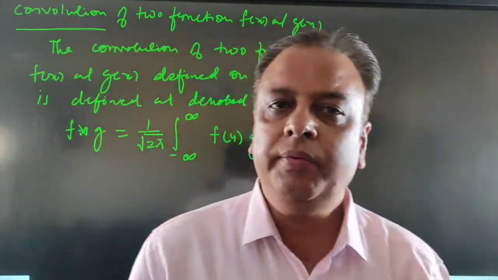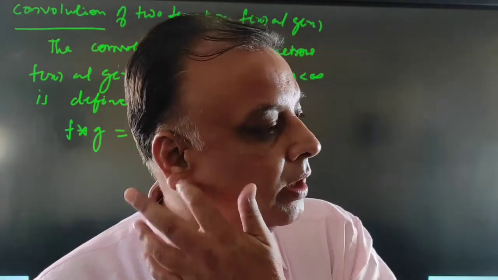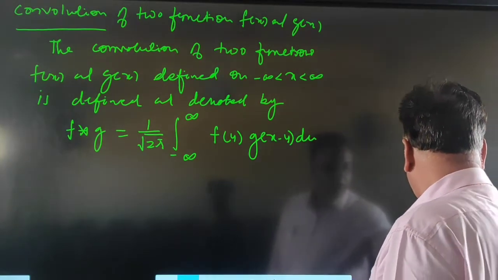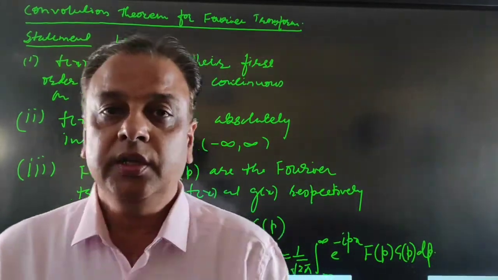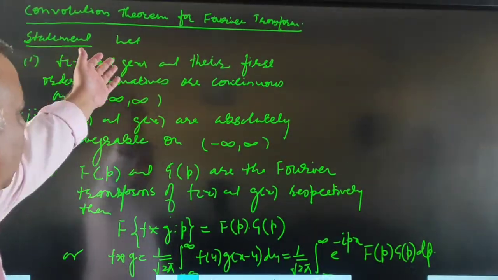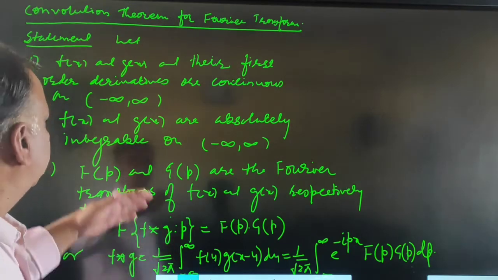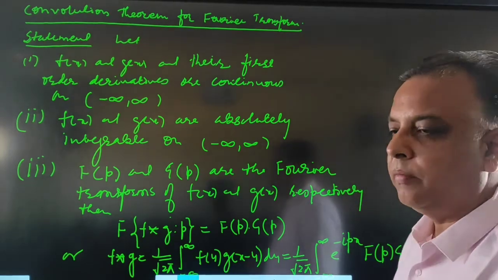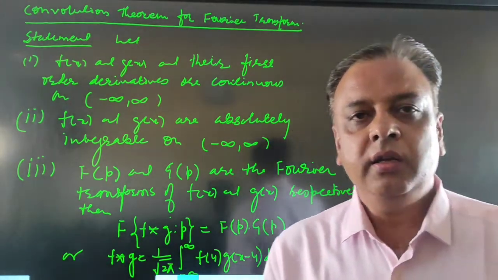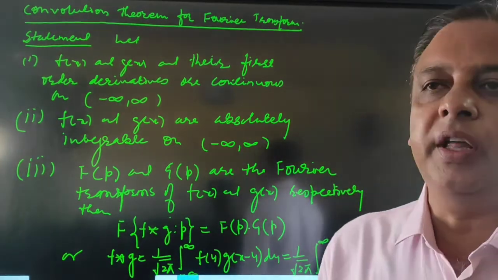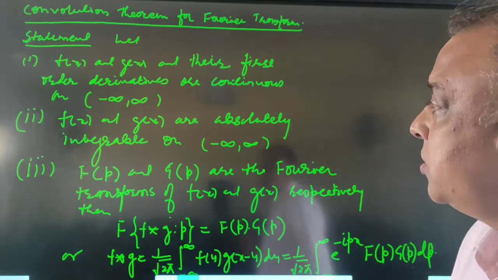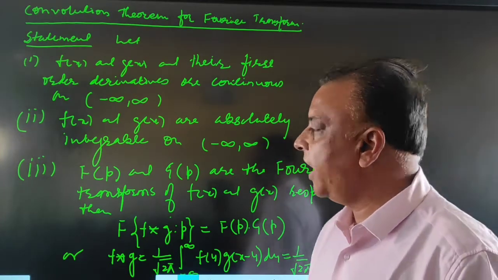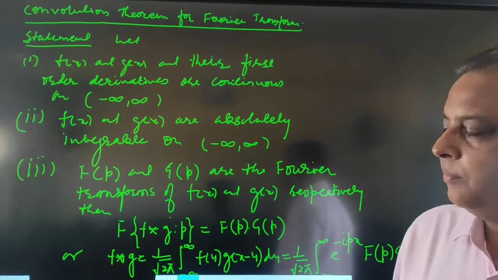Now based on this definition of convolution, we will state the convolution theorem for the Fourier transformation. What is the convolution theorem? First, the statement of the theorem: there are two functions f(x) and g(x). Let f(x) and g(x) and their first order derivatives f'(x) and g'(x) be continuous on the interval minus infinity to infinity. Second, f(x) and g(x) are absolutely integrable on this interval.